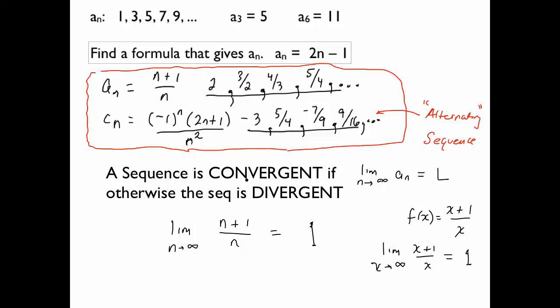So same thing, thinking about that as a function, 2n plus 1 over n squared, does that converge for large n or not? 2n plus 1 over n squared. When n gets really, really big, do those values get close to a value or not?